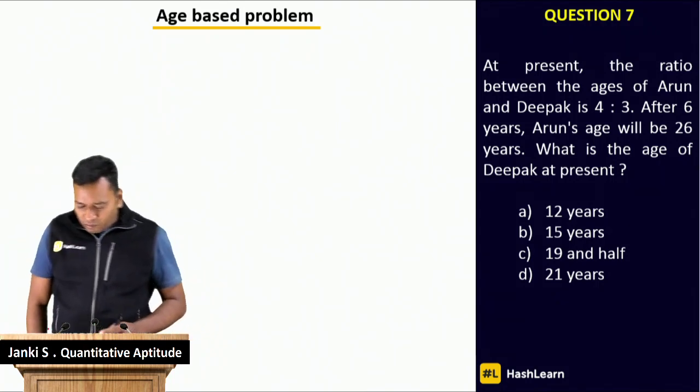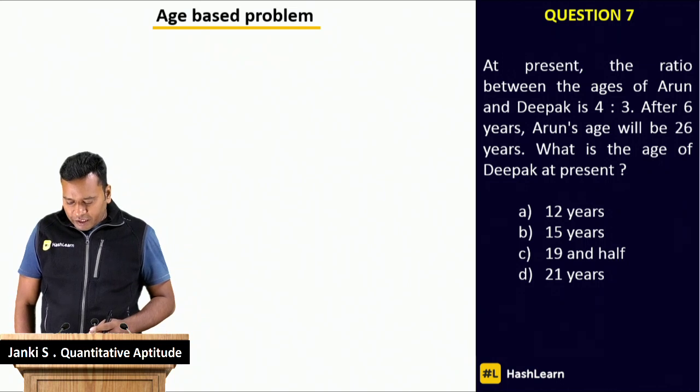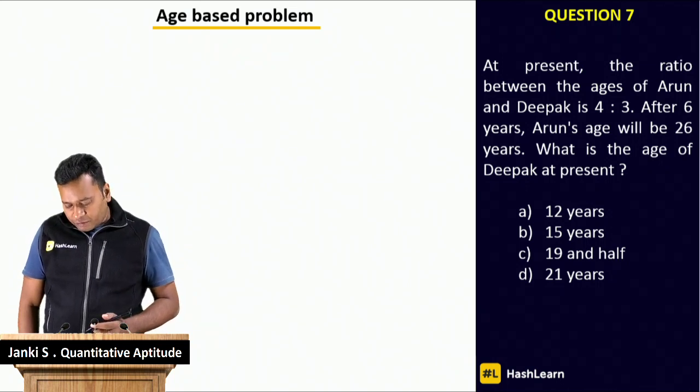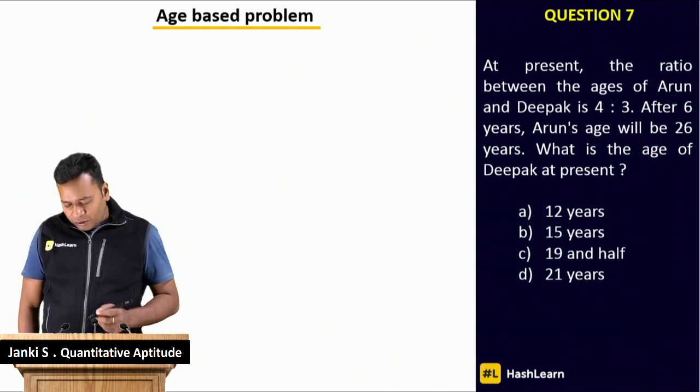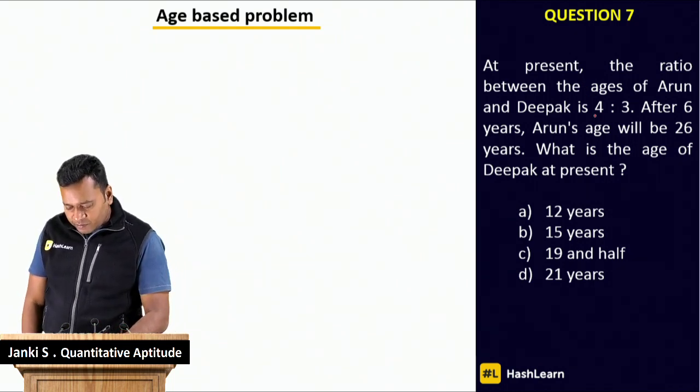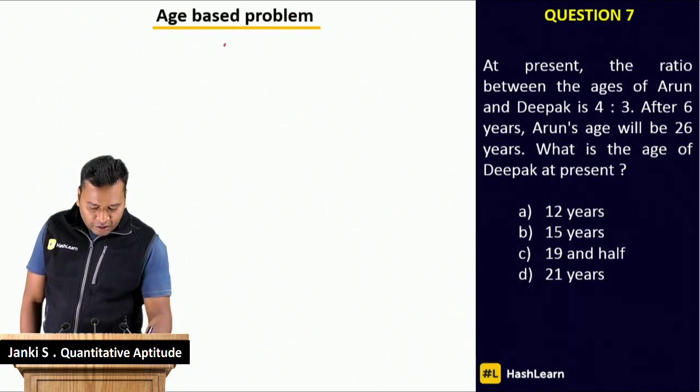Right. At present, the ratio between the ages of Arun and Deepak is 4:3. After 6 years, Arun's age will be 26 years. What is the age of Deepak at present? Okay, now you can also identify from the options.